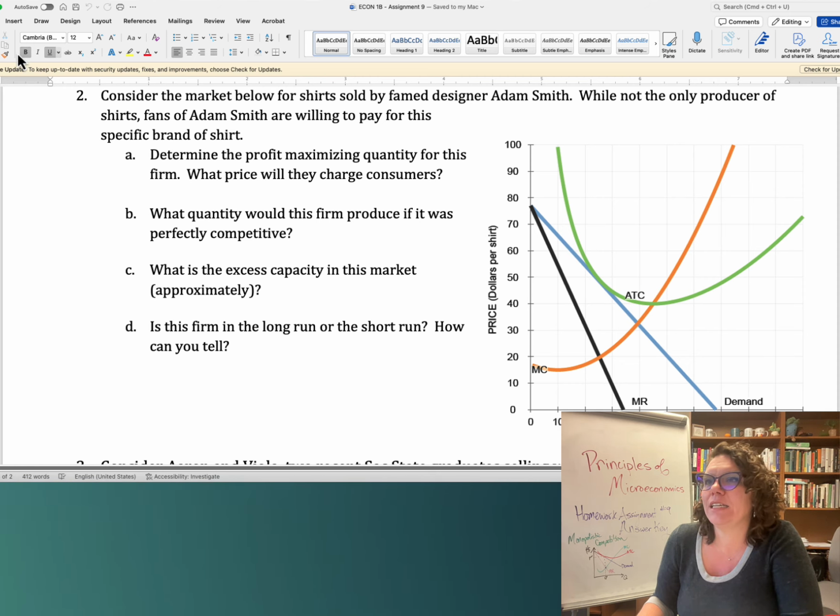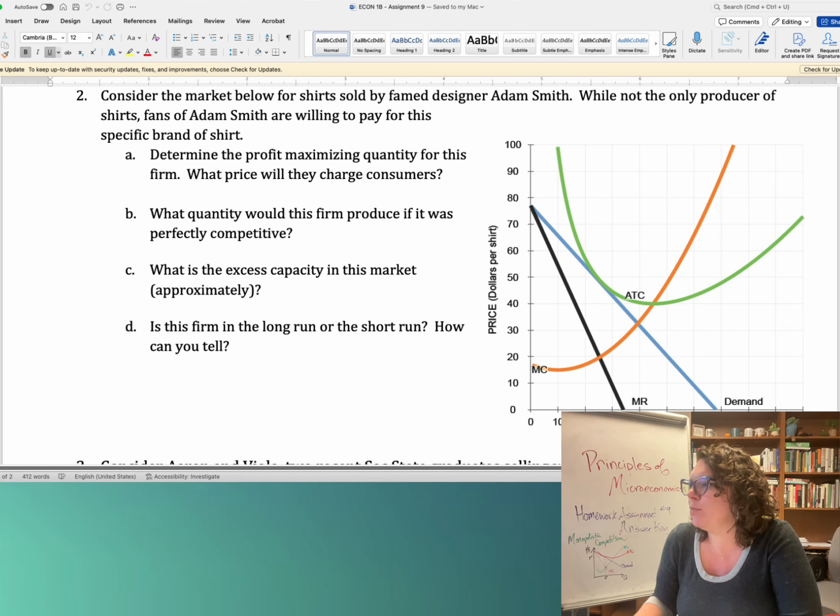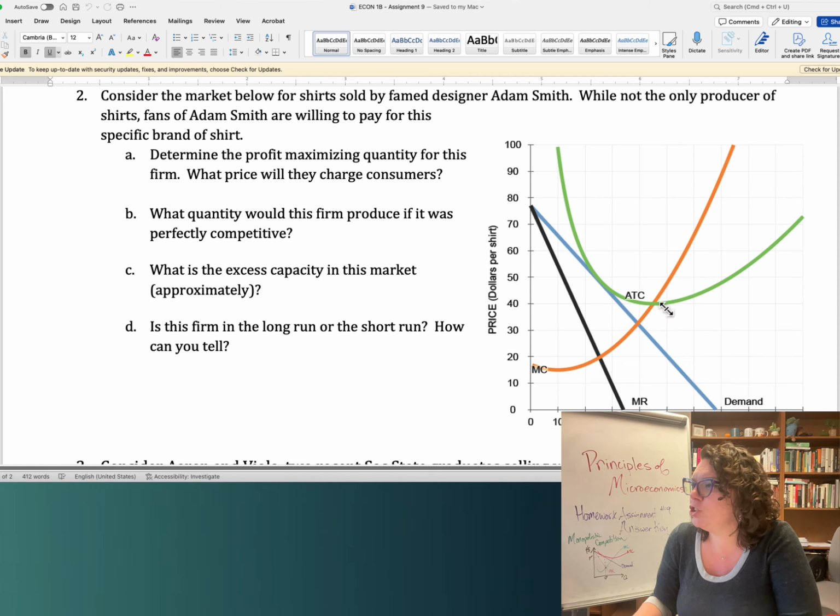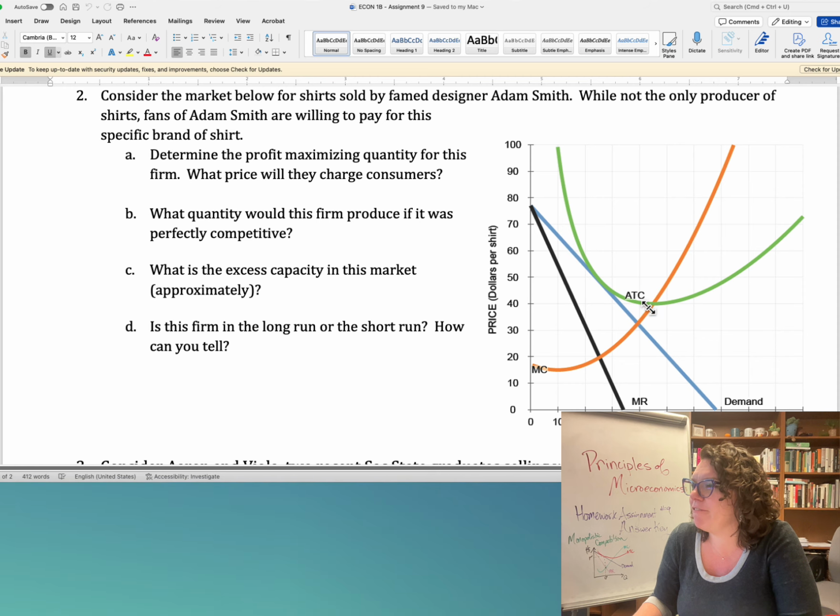The next question asks what the excess capacity is in this market, approximately. And the idea here is that excess capacity is going to be, let's flip this over, the difference between the quantity produced in the monopolistically competitive market and the quantity at which average total cost is minimized. The average total cost is minimized at the quantity where the firm should be producing. That's the efficient quantity for that firm.